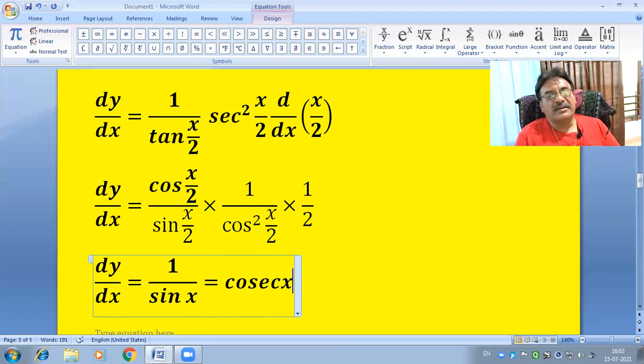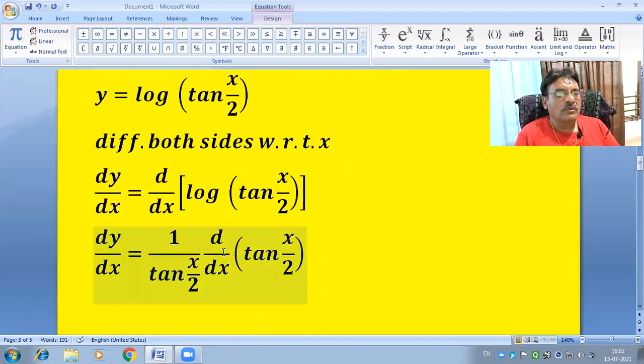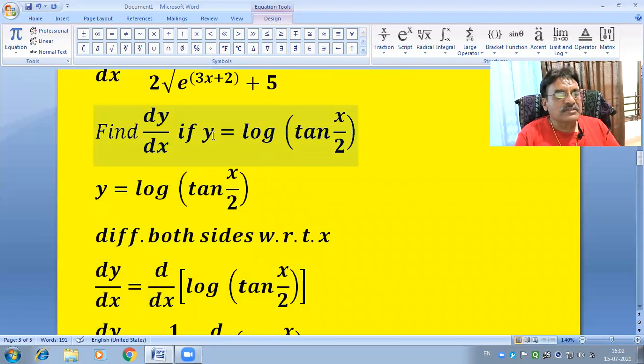And this is the required derivative of the function y is equal to log of tan x by 2. That is, hereby we differentiate these functions with respect to x and find here dy by dx. In this way, we solve here the third problem from exercise 1.1 on page number 12 in the board book.